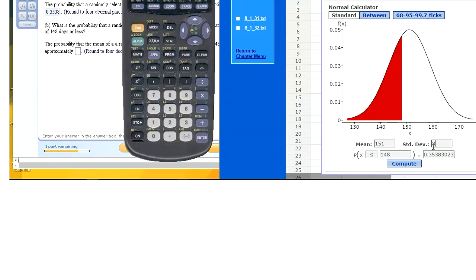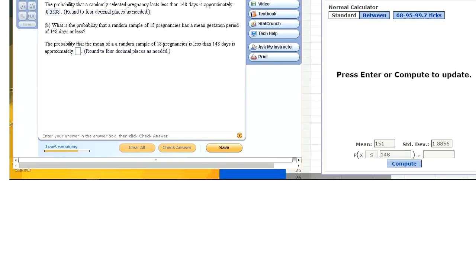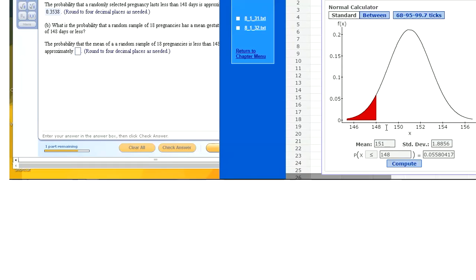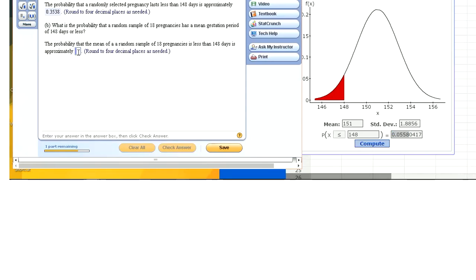Okay, put in 1.8856. I'll just put in a few decimal places. But we still have a mean of 151. That doesn't change. And we're still looking at the probability that the sample mean is less than 148. So the probability is a lot less, which is what we'd expect. It's much less likely that the mean of 18 samples is going to be extreme than a single observation is going to be extreme. So copy these 4 decimal places in.